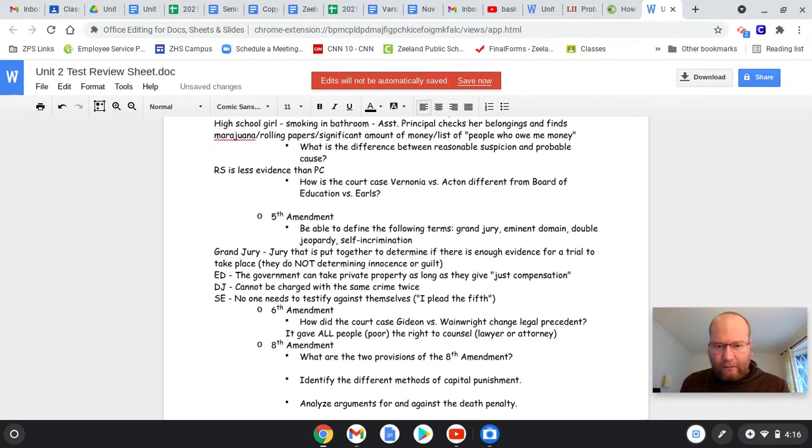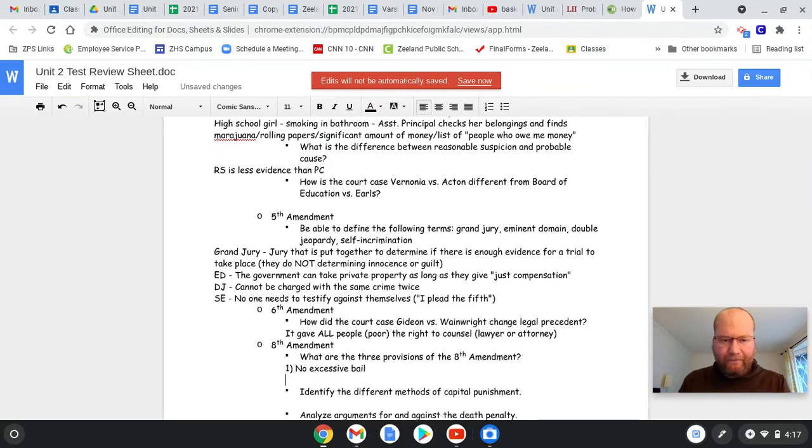The Eighth Amendment, and just a little bit here. I would say there are three provisions to the Eighth Amendment. The first being no excessive bail, or that's the amount of money that a judge might set for somebody to pay so that they don't have to wait in jail for their trial to happen.